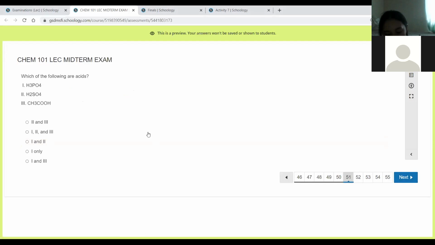51. Which of the following are acids? Okay. This is phosphoric acid. So this one is an acid. And then this is sulfuric acid. So definitely included din siya. And then this is acetic acid. So silang lahat. 1, 2, and 3. Okay?